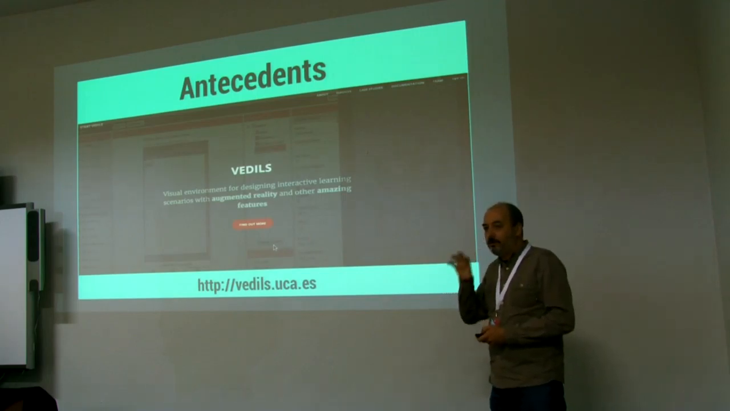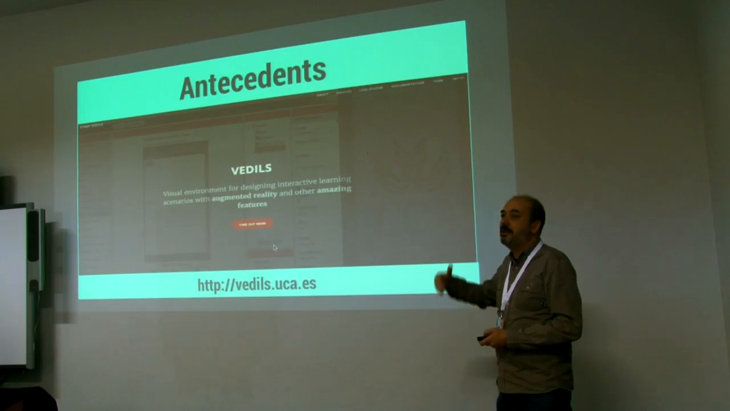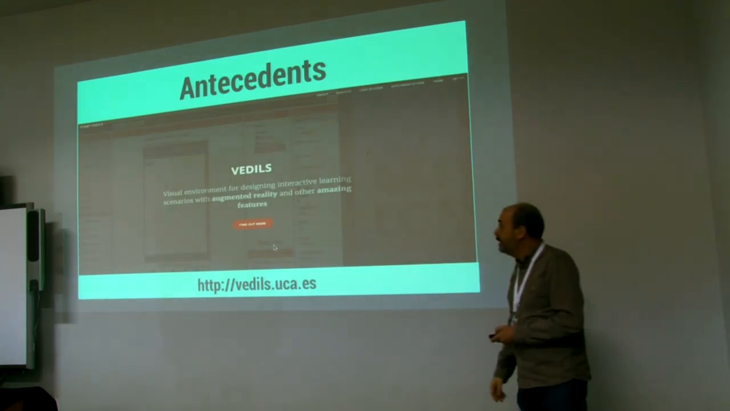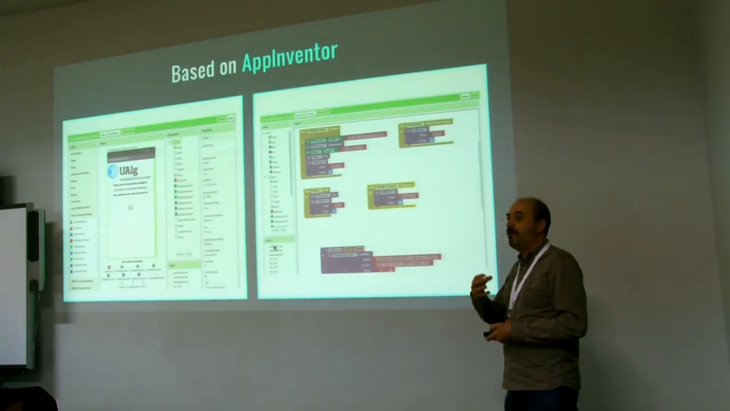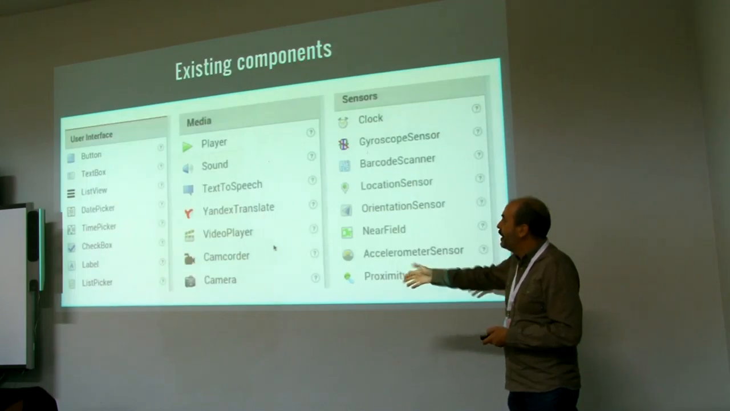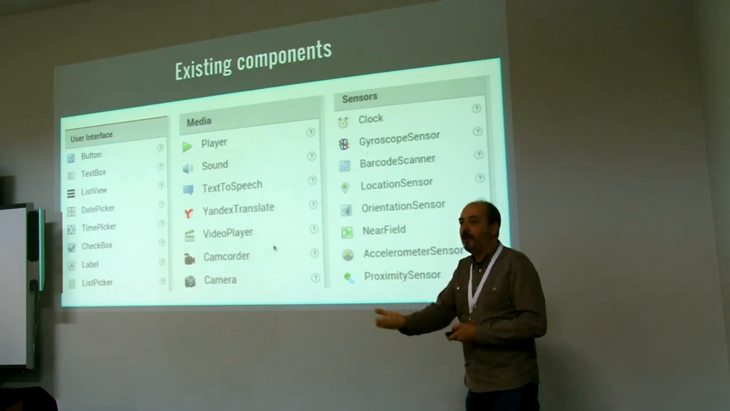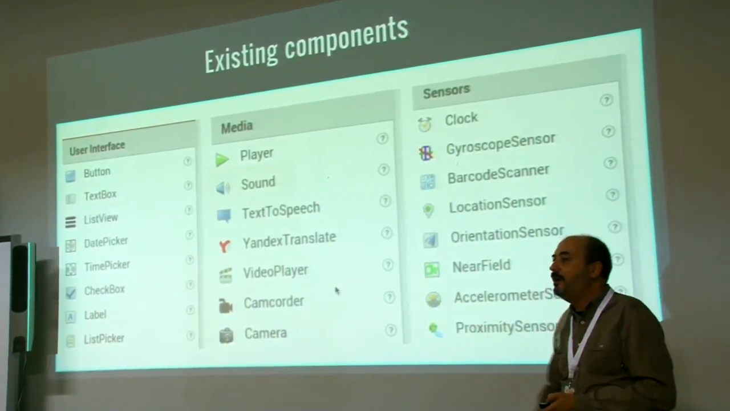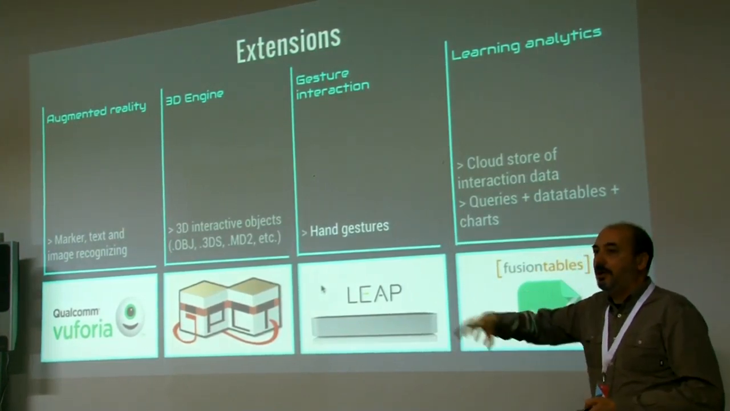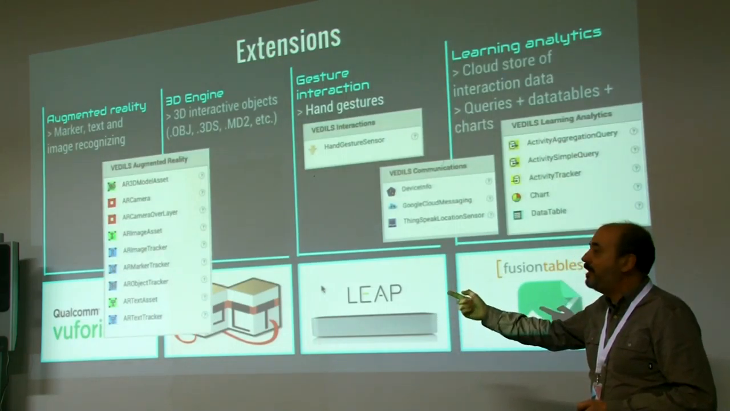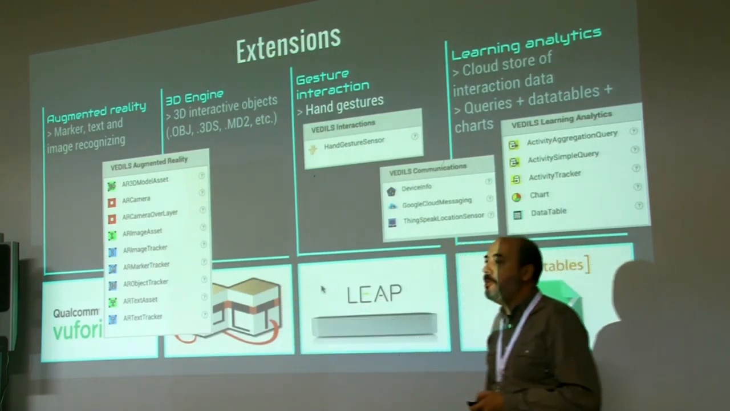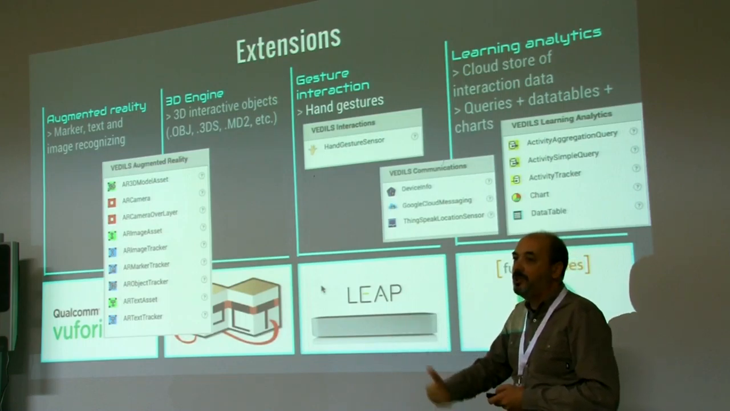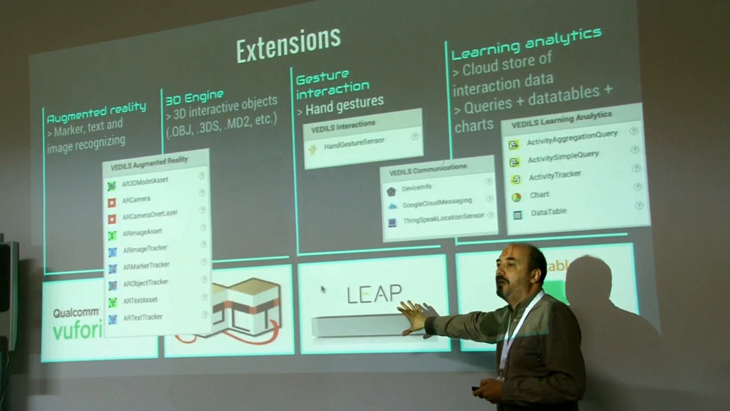The antecedent of what we want to present on this occasion is Vedis. The Vedis environment, which you have available at vedis.uca.es, is a learning environment that we have built on top of App Inventor. App Inventor helped us provide many things, with readily available mobile devices and tablets, text-to-speech, cameras, video players, and sensors inside the mobile. On top of this, we extended it with augmented reality capabilities that hide the Vuforia APIs, for instance, and a palette of components for gestural interactions on top of the Leap Motion device API.